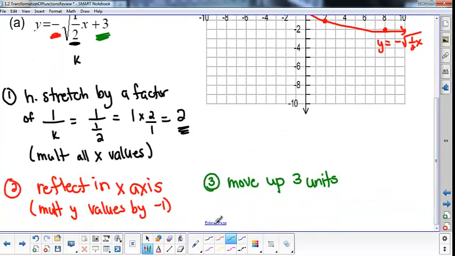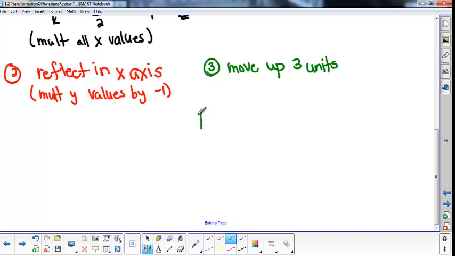So domain for the green graph is the set of all x such that x is greater than or equal to 0. So it doesn't have a right boundary, it just has a left boundary. So greater than or equal to 0.